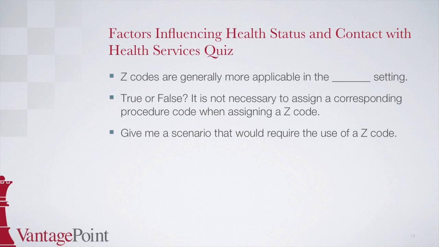The answer to the third question is Z codes are used for things like well visits, personal or family history of a disease, status post limb amputations, vaccine administrations, status post coronary artery bypass grafts, etc. Blood type is another one.